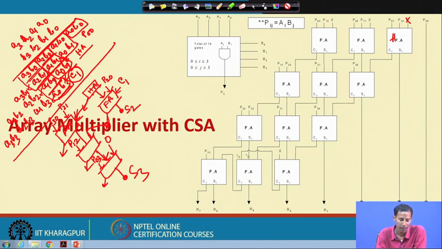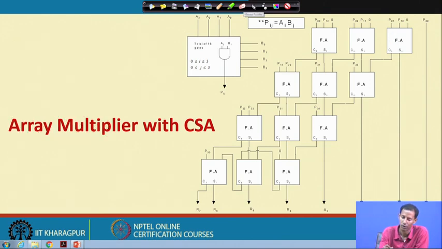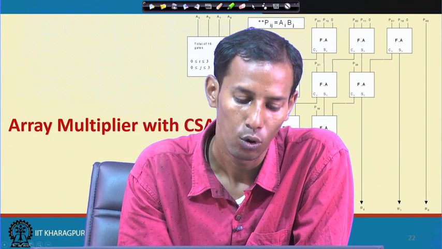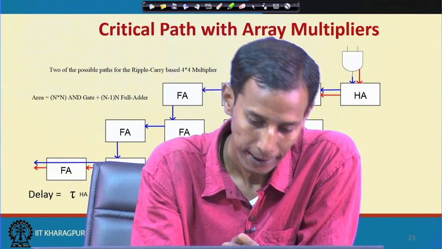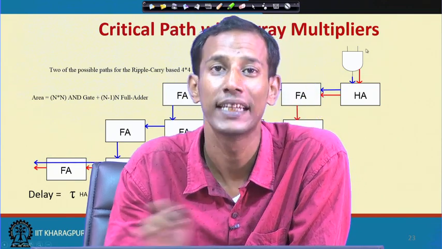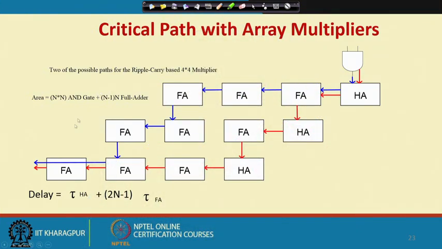This is the array multiplication considering the carry save adder. That means, in each stage I am saving the carry and I am just propagating the carry to the next level. So, using that I can also do it. Then what is the corresponding delay, that means what is the critical path for this array multiplication?